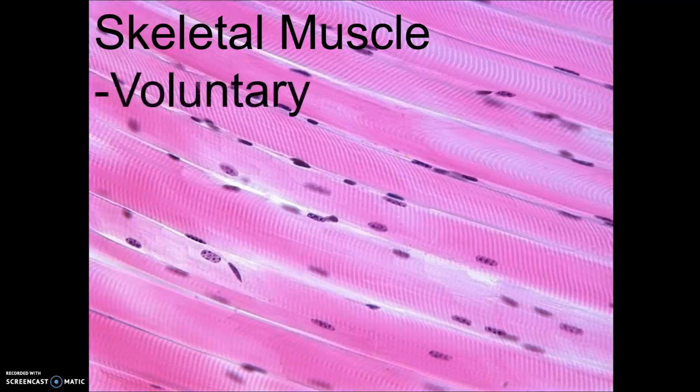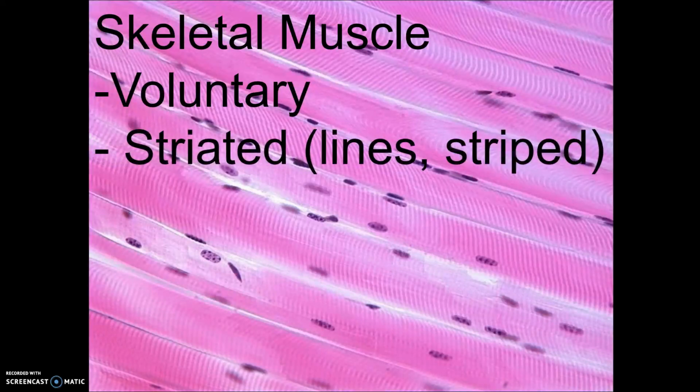It's voluntary. That means they won't move normally on their own unless we tell them to, unless we got some weird twitch. So you open your mouth. I open my mouth. I shut my mouth. Raise my hand. It's voluntary. They are lined and striped, and we're going to get into this big time now with the sarcomere.